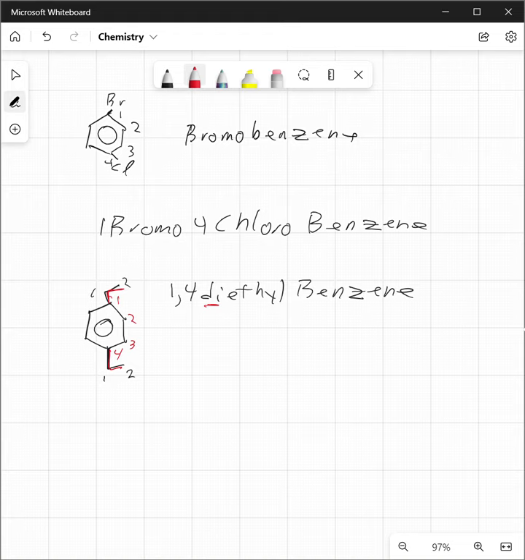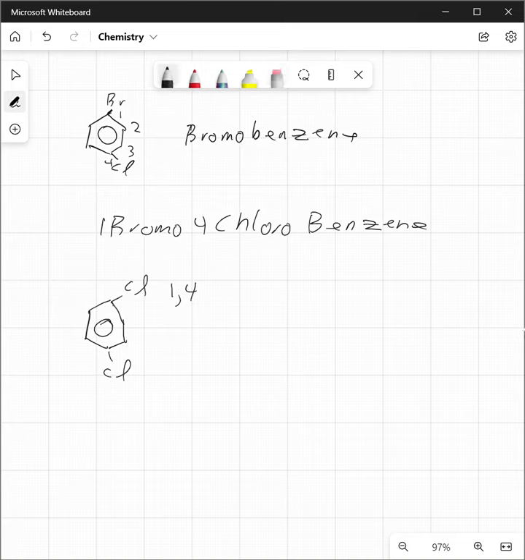Okay, just like, let me change this up a little bit. If instead of an ethyl, clean this up a little. Put a chloro here and a chloro there. So I have 1, 2, 3, 4. 1, 4 dichlorobenzene.